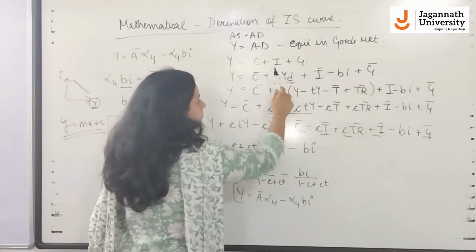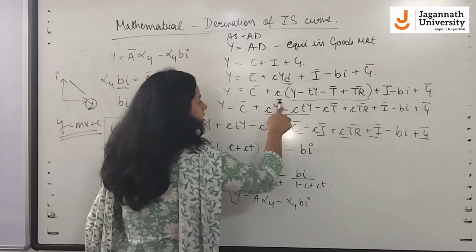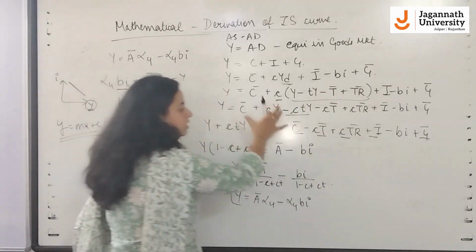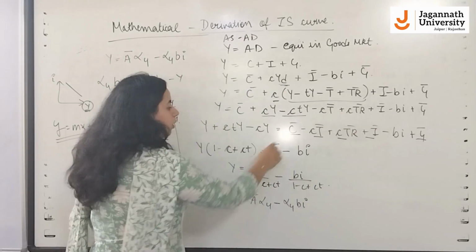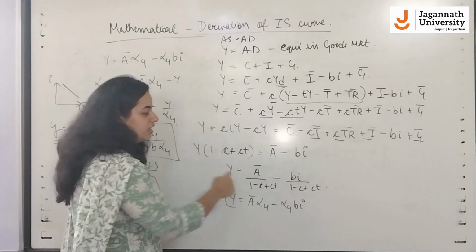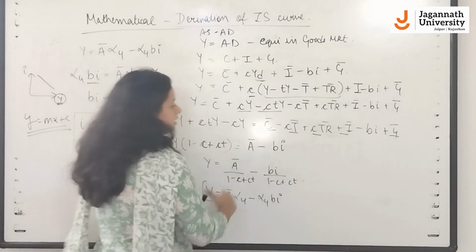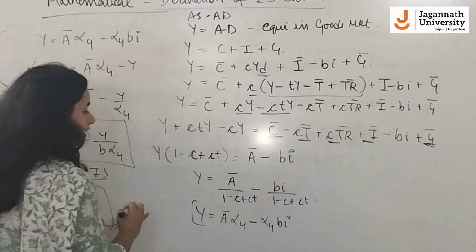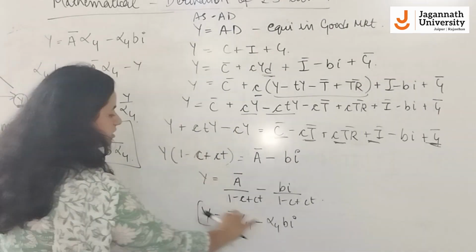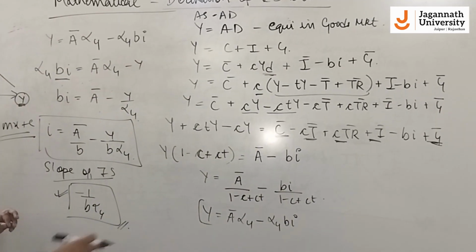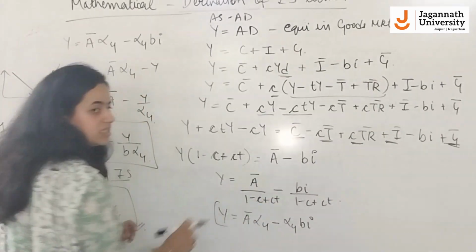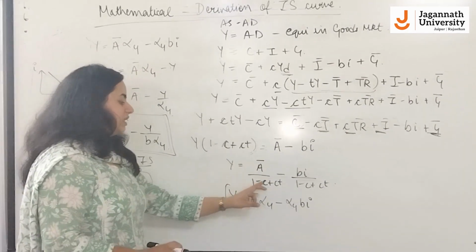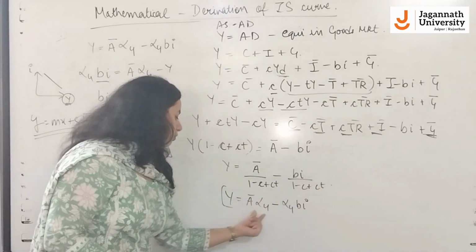Then we open this YD, and we multiply this C with every term here. Then we take all the Y terms on the left side, and all the autonomous or fixed terms get converted into one variable, A bar. This is representing all of these autonomous terms, and we are left with A bar minus Bi. Then we single out Y here, bring this in the coefficient, and we know that 1 upon 1 minus C plus CT is alpha G, or the government expenditure multiplier. So we replace 1 upon 1 minus C plus CT with alpha G in both the terms.